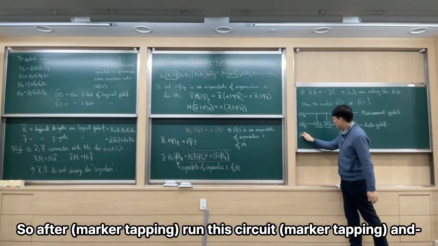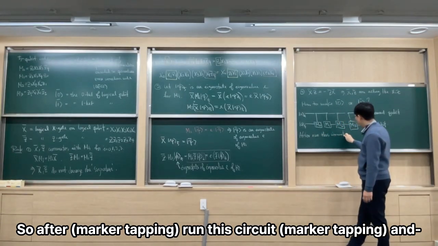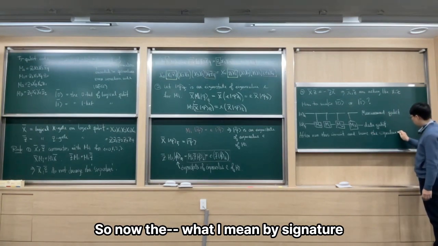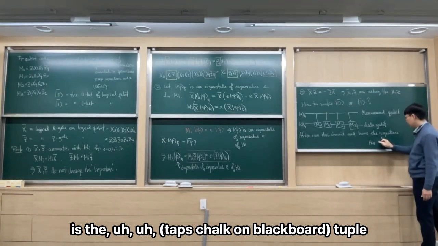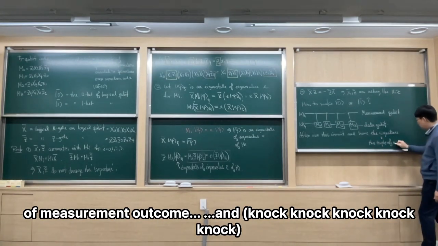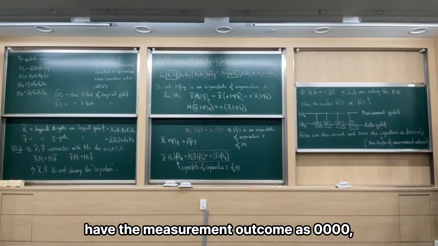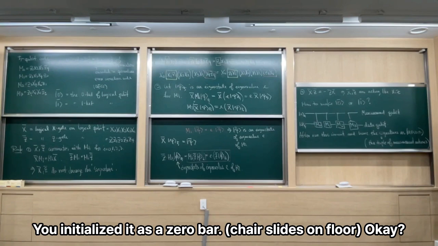So after you run this circuit and have the signature, what I mean by signature is the tuple of measurement outcomes. If you have the measurement outcome as 0, 0, 0, 0, then you get 0 bar. You initialized it as 0 bar. Okay.